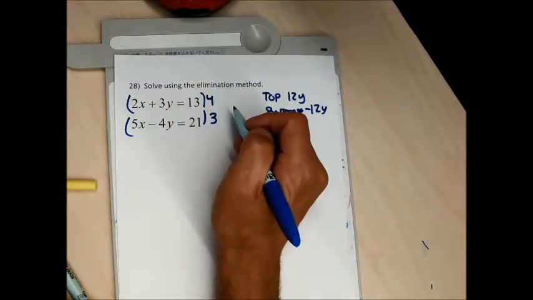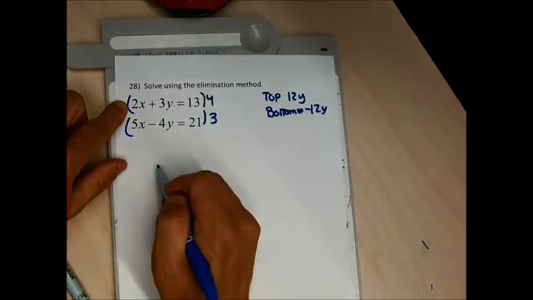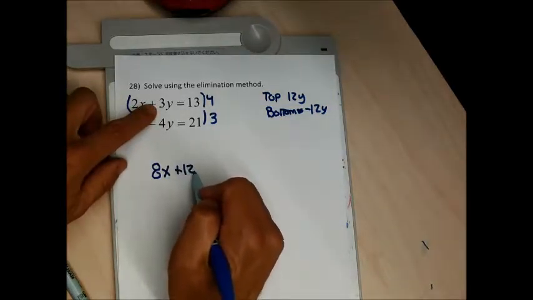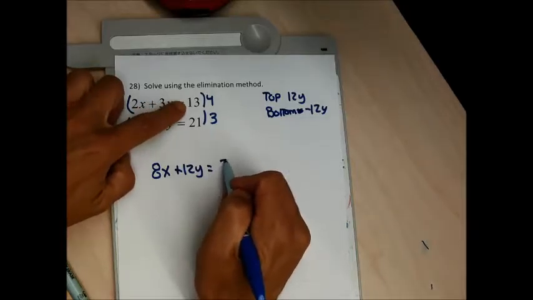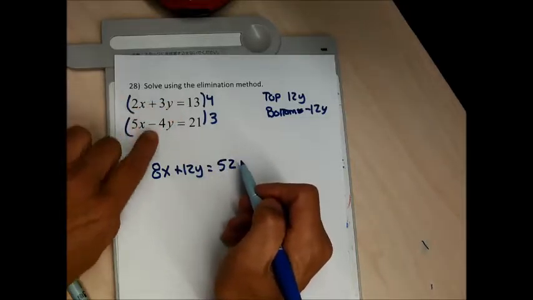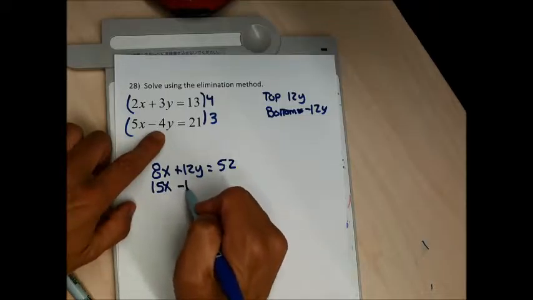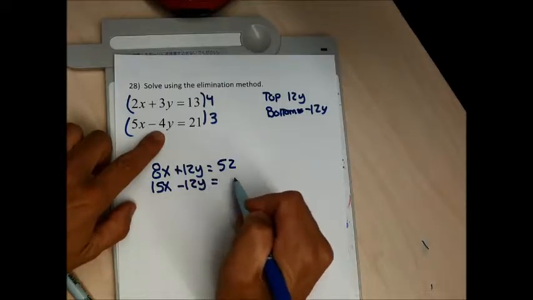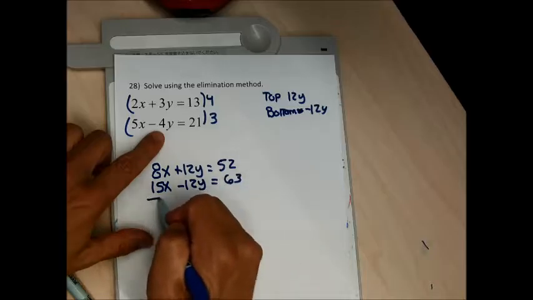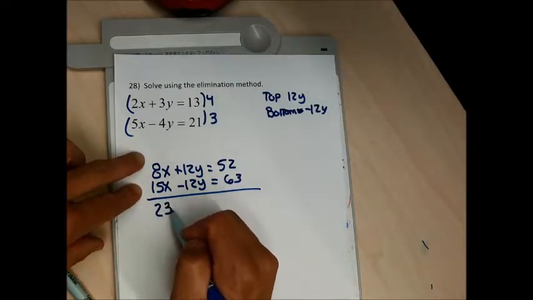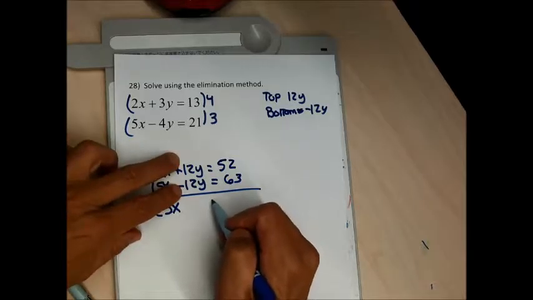equation by 3. Multiplying the top by 4, I get 8x plus 12y equals 52. And multiplying the bottom by 3, I get 15x minus 12y equals 63. Now I'm going to add the equations together. This side's going to give me a 23x. The y's are going to cancel.